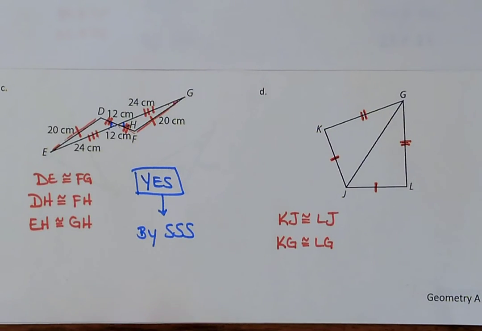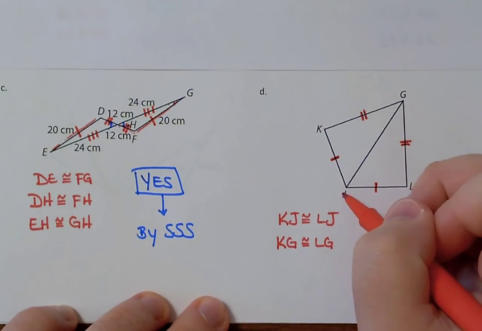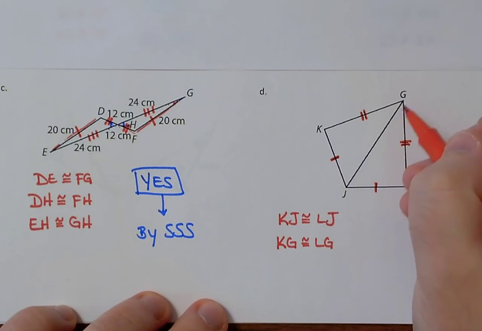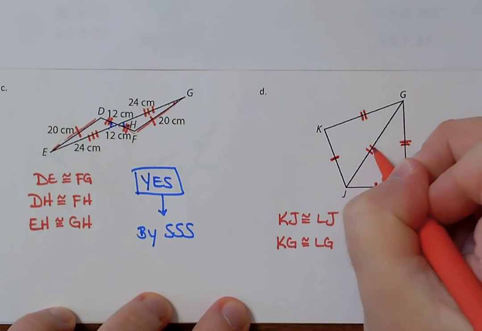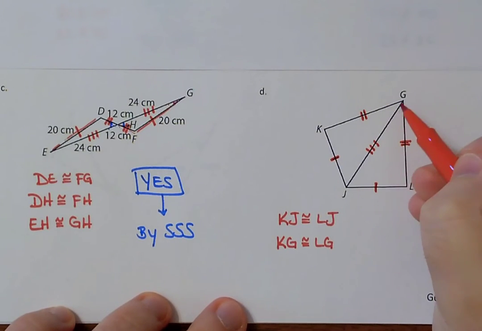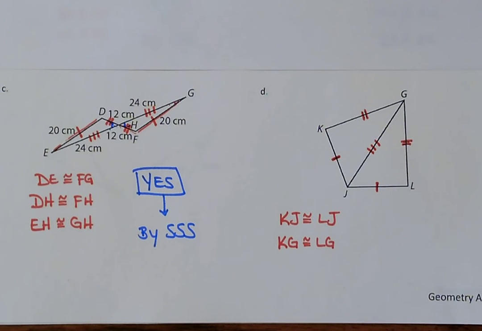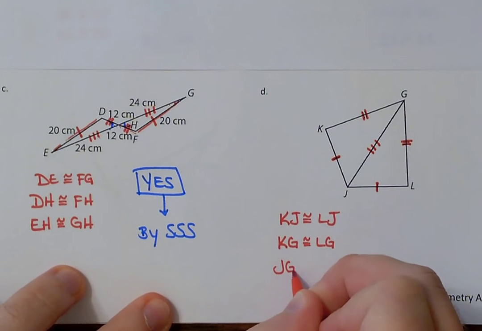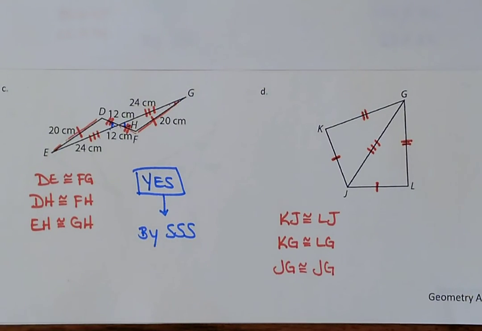So I have my second set of sides. And then lastly, if we look at this side right here, JG is congruent to itself. So I know this side is congruent to this side. Based off the reflexive property, they share that side. It's the same side. So I can say that that side is congruent to itself, thus giving me my third and final side.